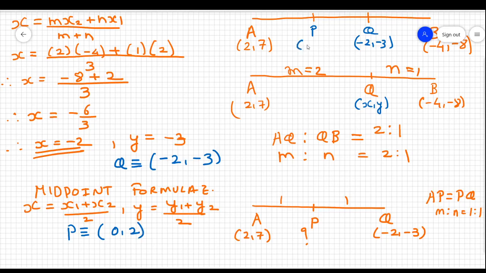So P is (0, 2). This is the final answer. The points which will trisect AB, not just divide AB, will trisect AB. Trisect AB means AP equal to PQ equal to QB. So this is the way you should do it. I hope you got it. Okay, thank you.